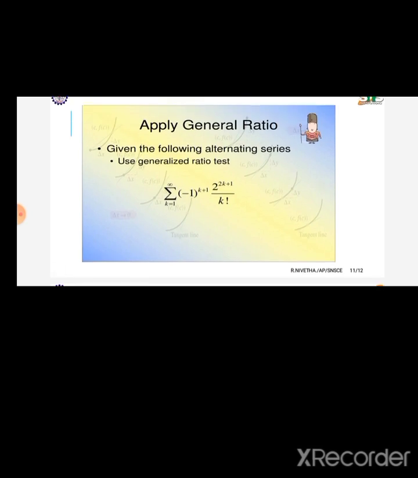An example for the ratio test: the summation from k equal to 1 to infinity of (-1)^(k+1) times 2^(2k+1) divided by k factorial.